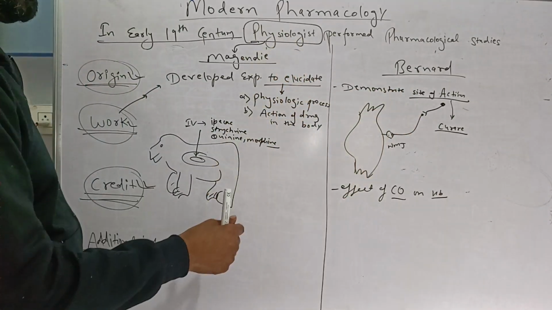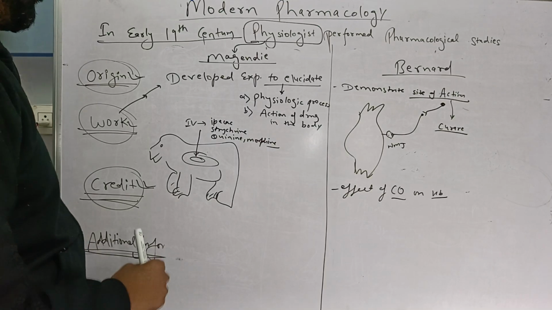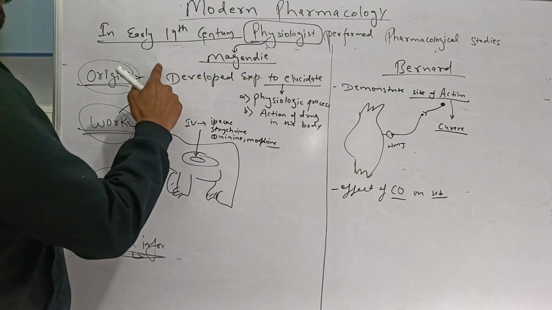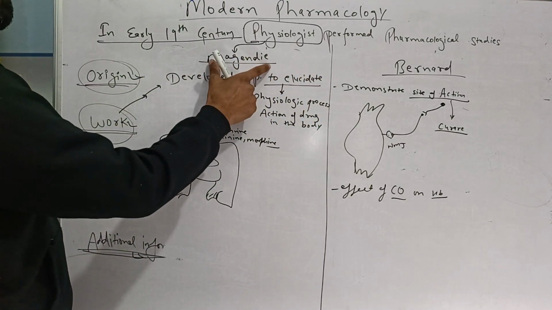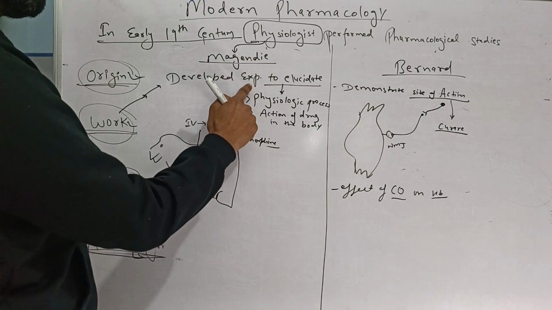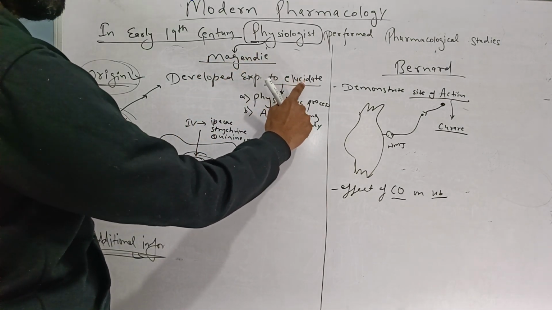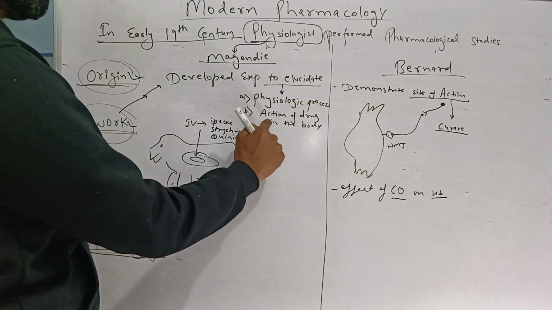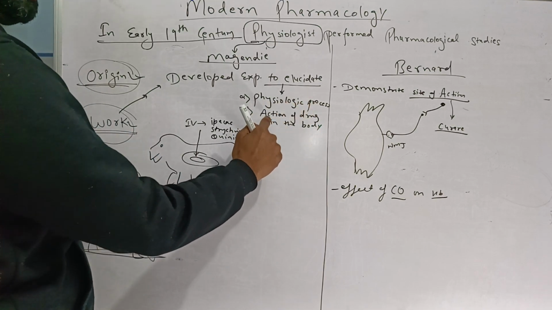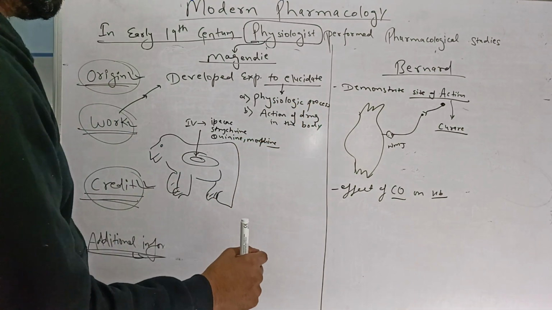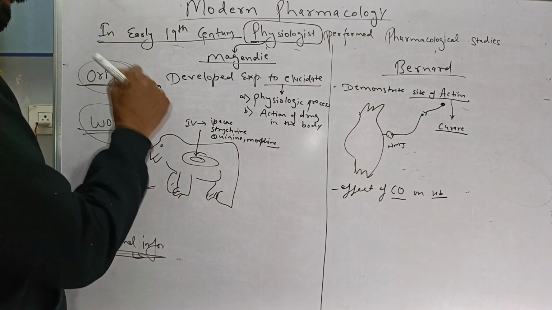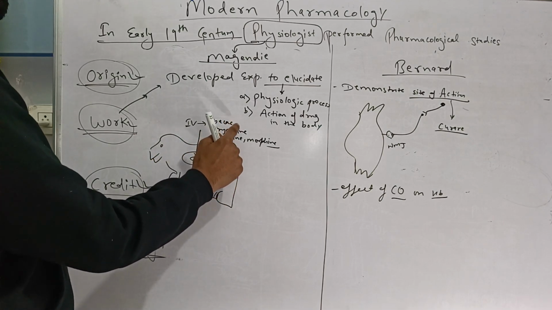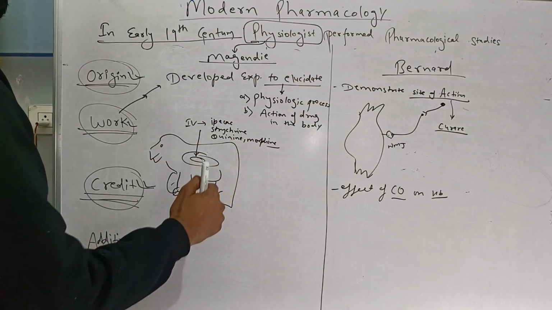Both were physiologists who performed pharmacological studies. Their origin was that they were French physiologists. What work did they perform? First of all, Magendie. He developed many experiments to clearly signify the concept of physiological processes and action of the drug in the body. He studied the intravenous effect of drugs like ipecac, strychnine, quinine and morphine.